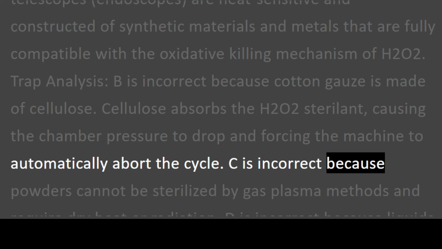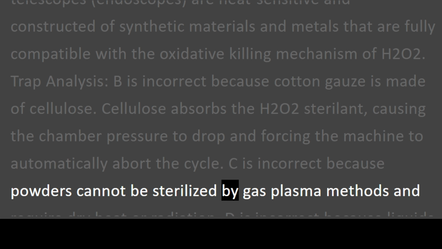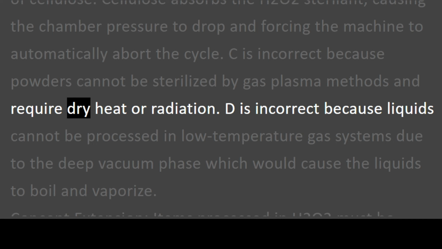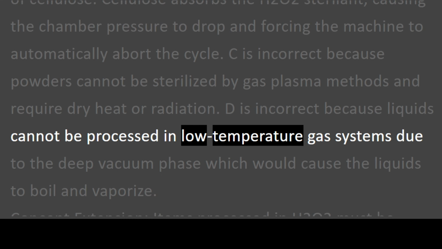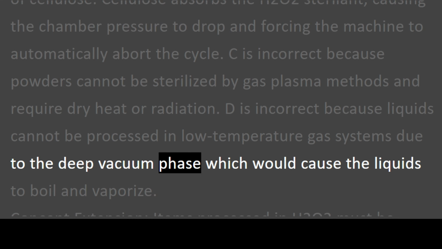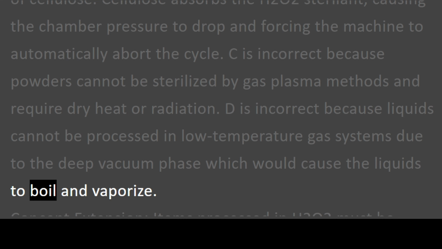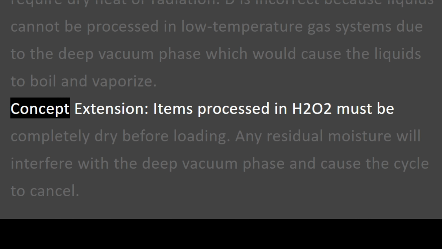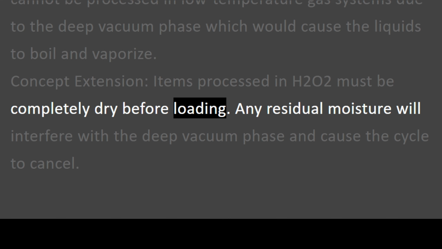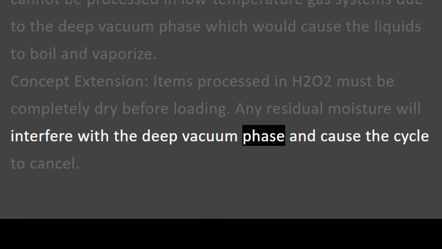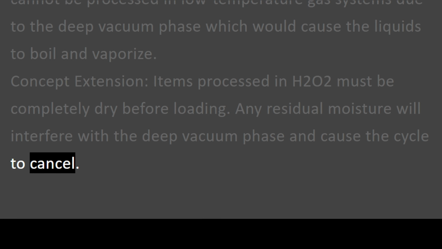C is incorrect because powders cannot be sterilized by gas plasma methods and require dry heat or radiation. D is incorrect because liquids cannot be processed in low-temperature gas systems due to the deep vacuum phase, which would cause the liquids to boil and vaporize. Concept extension. Items processed in H2O2 must be completely dry before loading. Any residual moisture will interfere with the deep vacuum phase and cause the cycle to cancel.